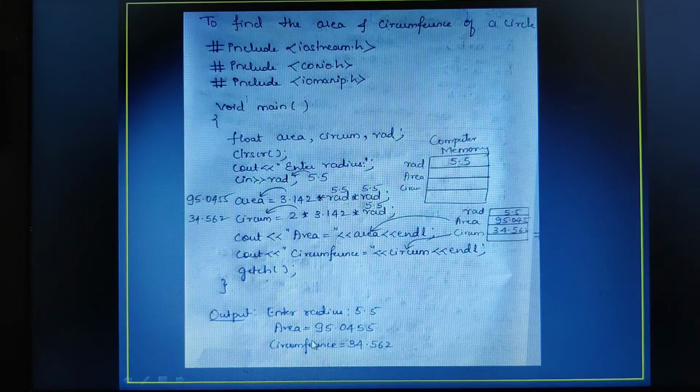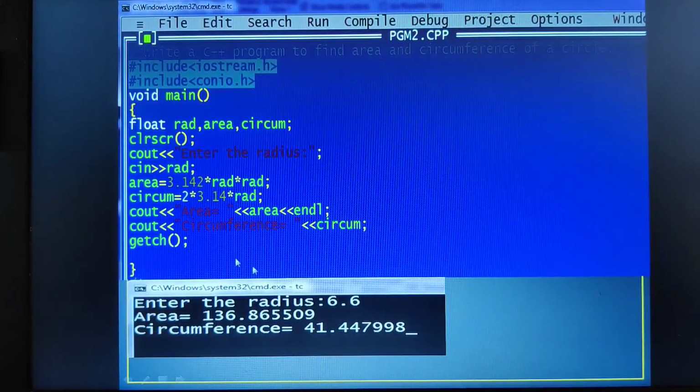I hope you are able to understand. Coming back to the program here. Now here I have given a different input, that is 6.6 I have given the radius to be. So 6.6 here, 3.142 into 6.6 into 6.6. So the value calculated at the right hand side will be assigned to the left hand side. Similarly, circumference also I am calculating, and then I am assigning that value to the variable known as circumference. This is a front end. At the back end, how the memory allocation happens, everything will be completely hidden.